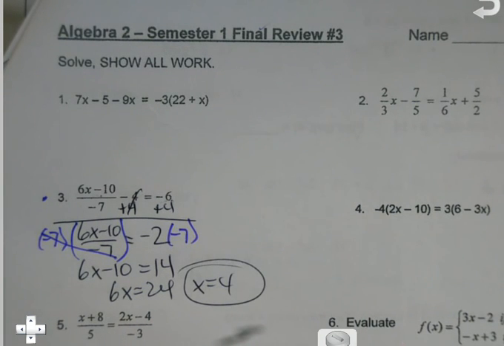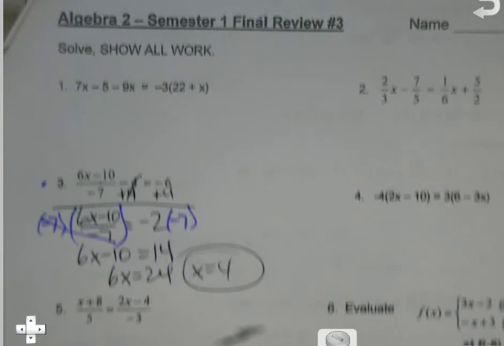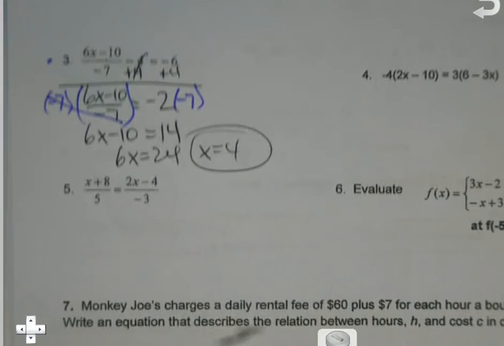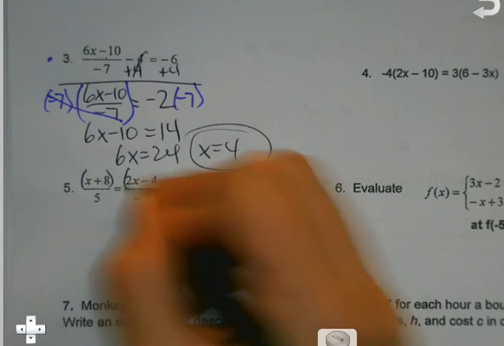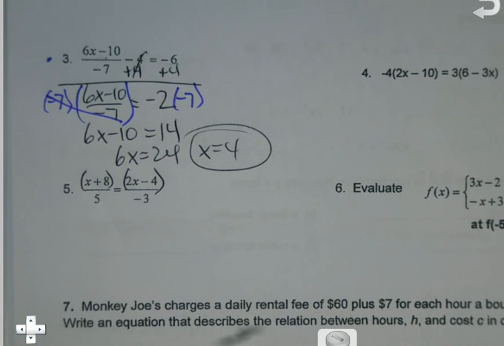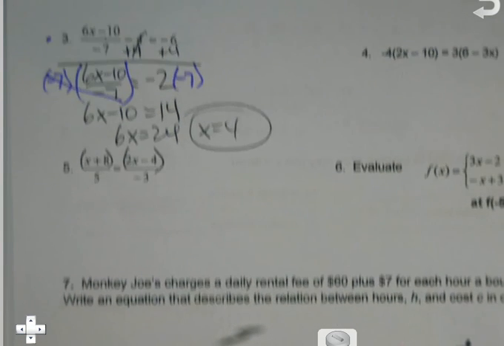Okay. The only other mention I'm going to make up here in the top before I start working down a little further is going to be on number 5. Reminder, before you cross multiply, please put parentheses on there so you distribute the 5 and the -3 to both terms, not just the x and the 2x, please. Thank you so much.